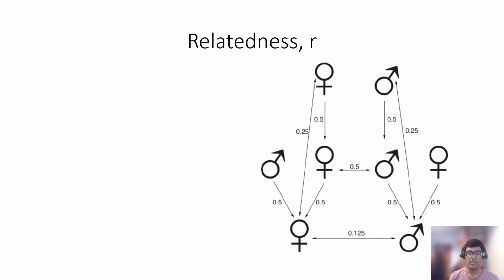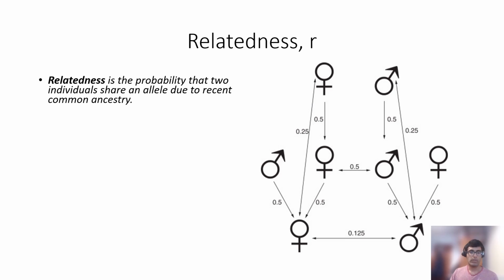Now, how do we calculate these relatednesses? We're not going to go through this diagram in particular detail, but the important thing to think of is how probable is it that an allele in an individual will be the same as an allele in another individual by descent. In other words, it's the probability that 2 individuals share an allele due to recent common ancestry.